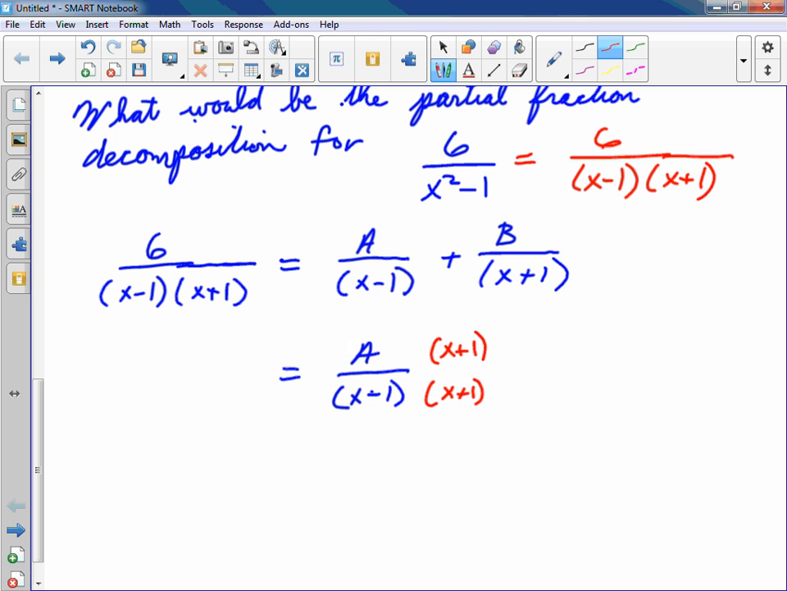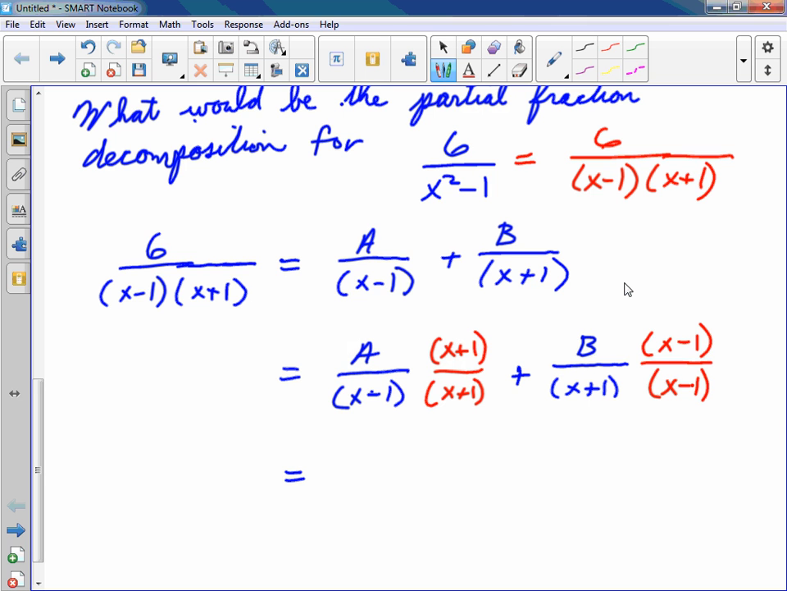X plus 1 over x plus 1, plus some value b, and again, it's some constant that we'll find that works. We just don't know it yet. Have a little faith. Over x plus 1 times, again, the multiplicative identity, x minus 1 over quantity x minus 1. Okay, so far so good.